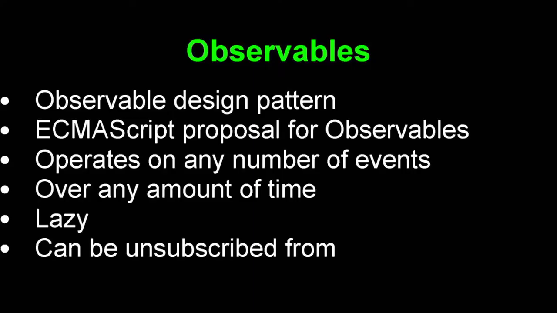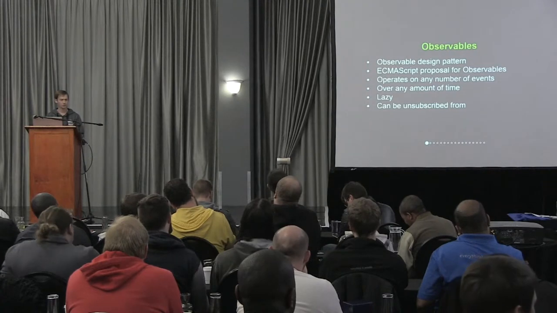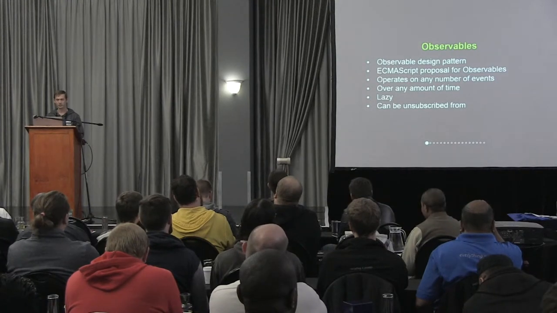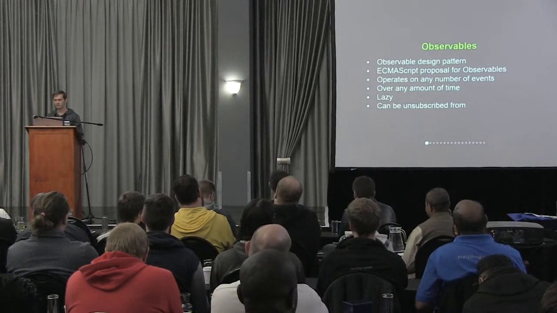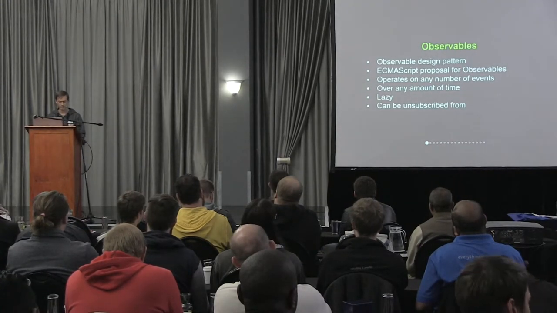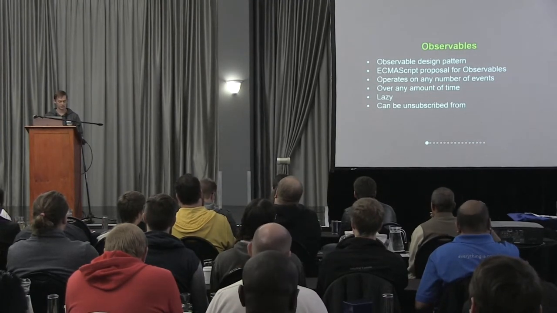So RxJS uses observables, and that's pretty much an implementation of the observer design pattern, if you're familiar with that. There's also a proposal for observables to become part of ECMAScript in the future, and RxJS is an implementation of that spec. Observables operate on streams or sets with any number of events in them, even zero events, over any amount of time, and they're lazy, meaning that no values will get produced until it's actually subscribed to. Observables can also be unsubscribed from, and the underlying producer can be stopped or even torn down.